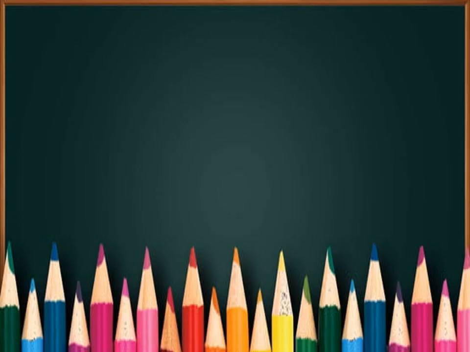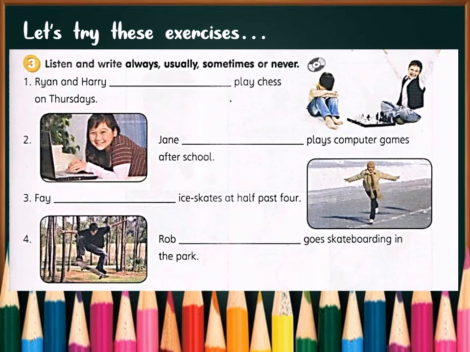So let's see if you can understand what I explained to you just now. Let's try this exercise. Listen to the audio and try to fill in the blanks with always, usually, sometimes, or never. You may use the words only once. This exercise is also in your Get Smart Plus 4 book, page number 9, and it is also in your module. 3. Listen and write always, usually, sometimes, or never.